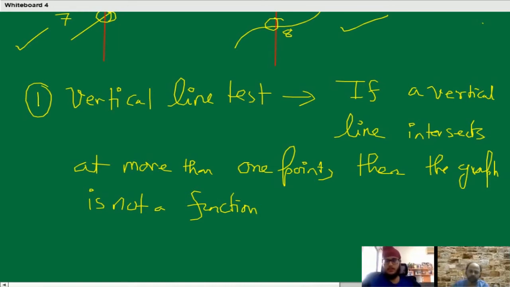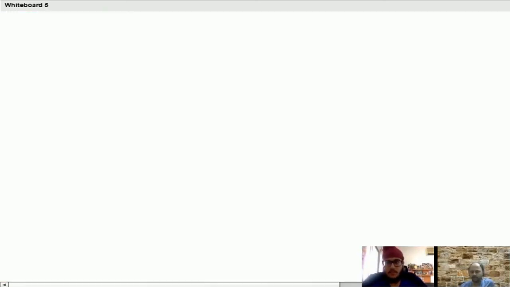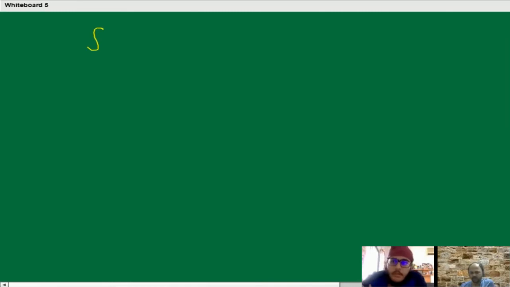Yes, sir. Now we have to specify the possible x values. We came to know the collection of x values is the domain. So how will we find the domain? That might be the question. Let's check it out. Suppose we consider f of x equals 1 over x minus 1. So what would be the domain here?